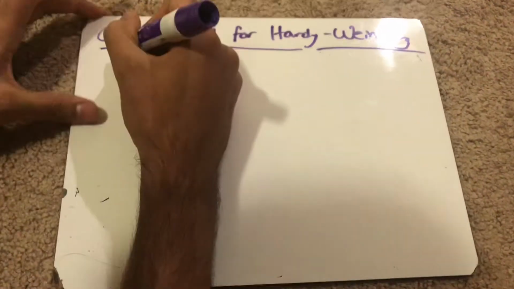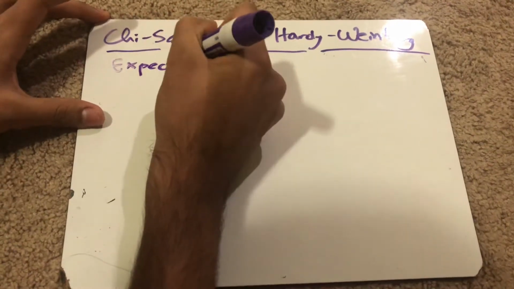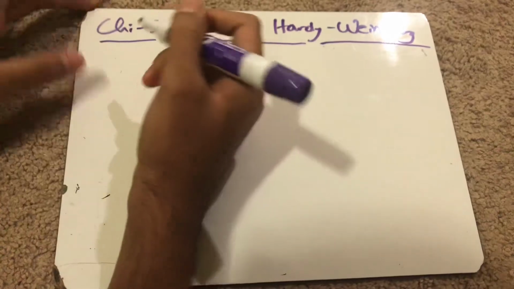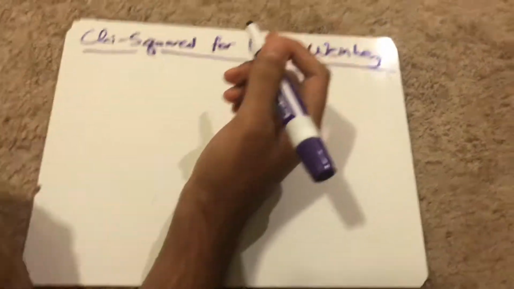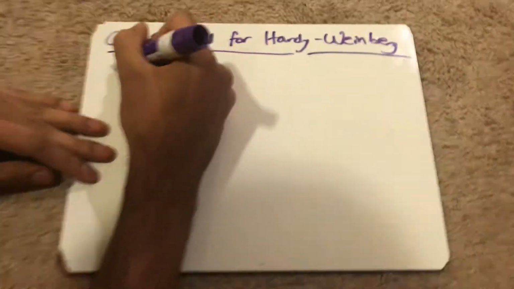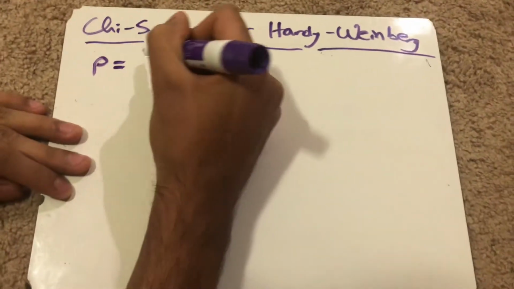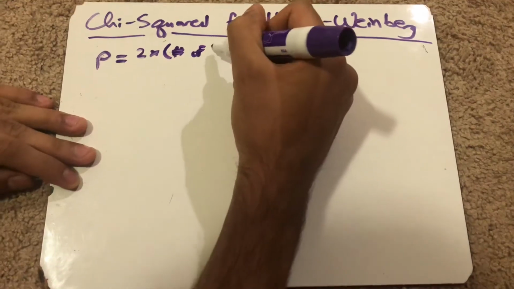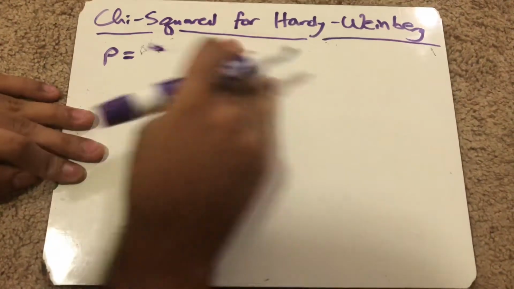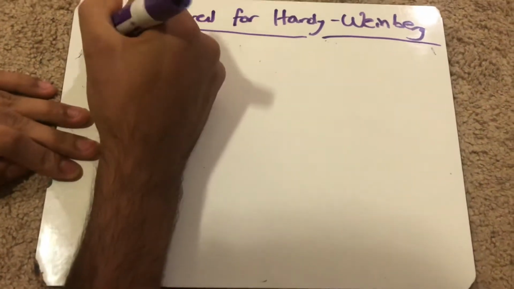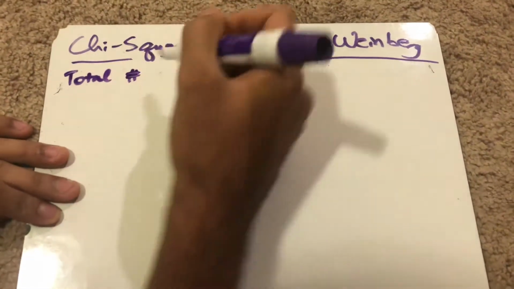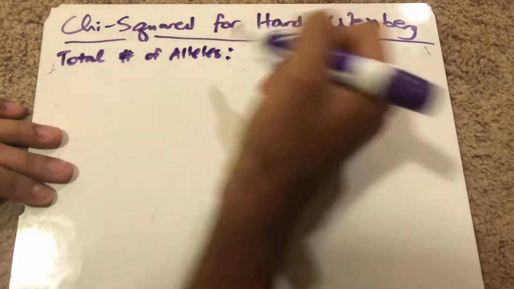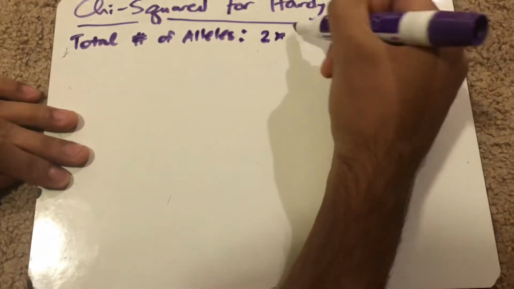So for expected, actually let's start with something a little bit more basic. So let's start with what P and Q is. When you have Hardy-Weinberg, how do we figure out P and Q? P is equal to 2 times the number of people. Oh, I'm so sorry. Let me start off even more basic. Total number of alleles. That's the first equation we started with. Total number of alleles is 2 times the number of individuals.